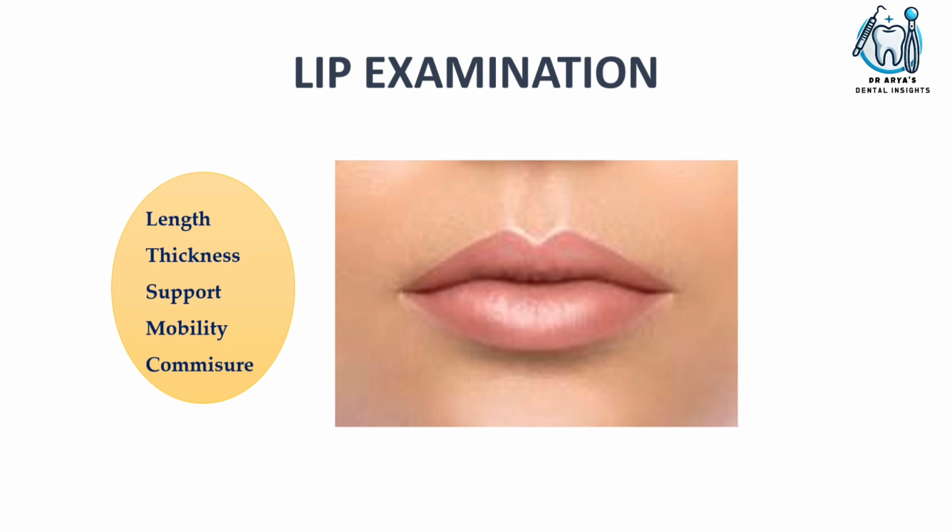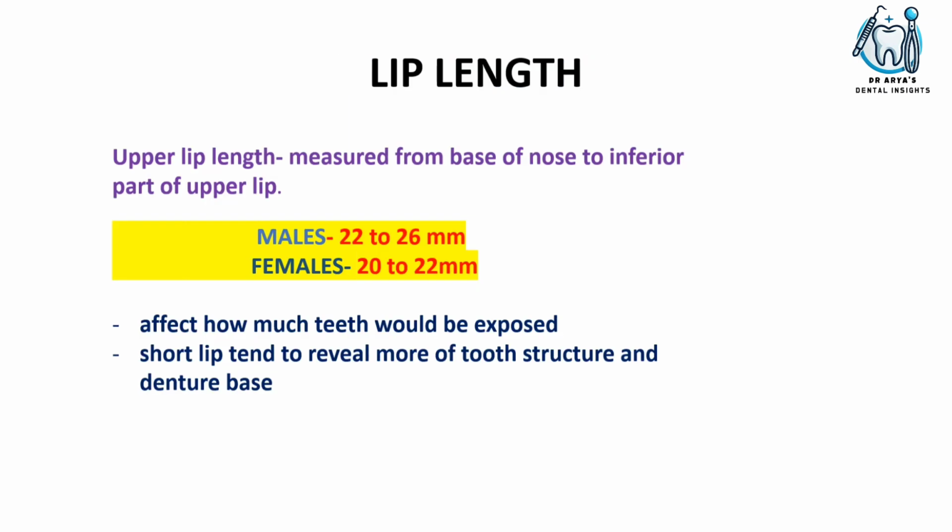So the next one is examination of the lip. It includes length, thickness, support, mobility and commissure. Coming to lip length, the length of the lips is an important determinant in anterior teeth selection. Short lips will tend to reveal more of the tooth structure and also the denture base. Based on the length, lips are classified as long, normal or medium, and short. The upper lip length is measured from the base of the nose to the inferior part of the upper lip, and the normal range in males is 22 to 26 millimeters, and in females it is 20 to 22 millimeters.